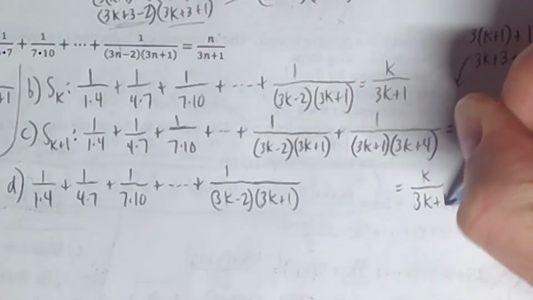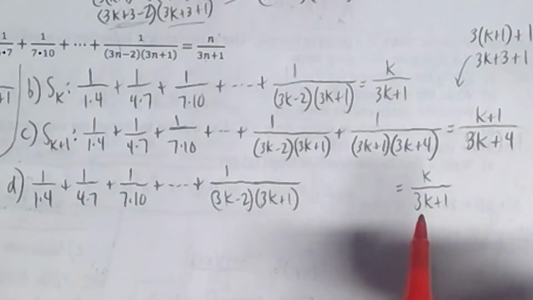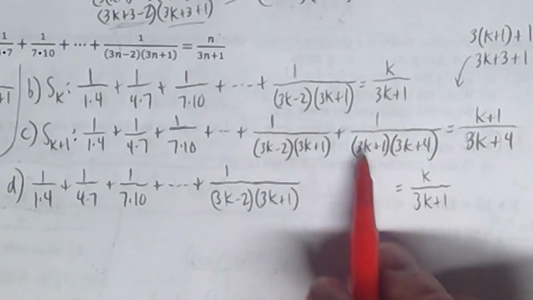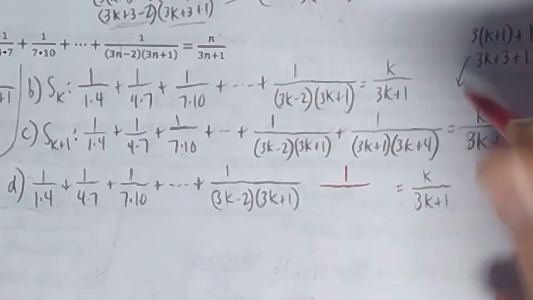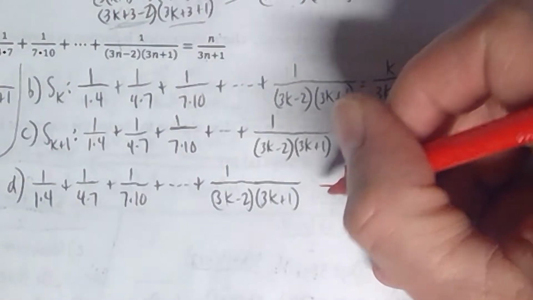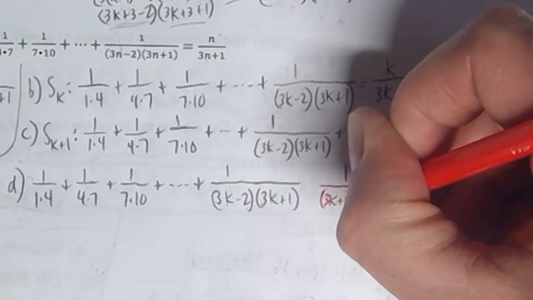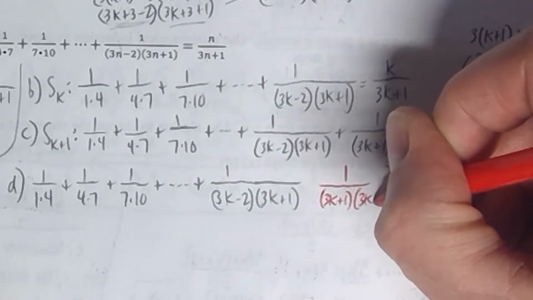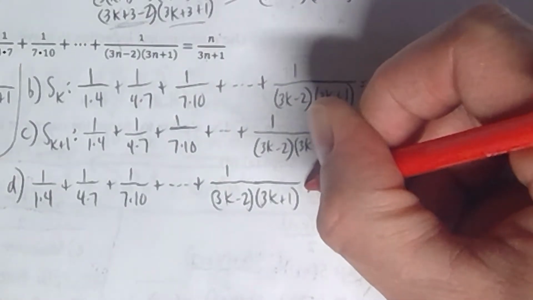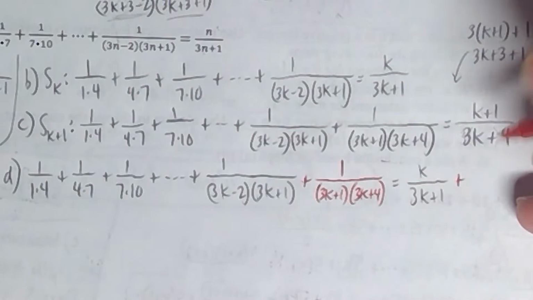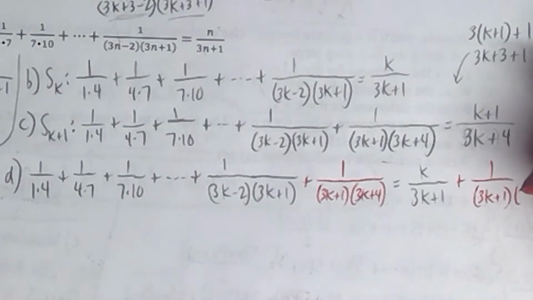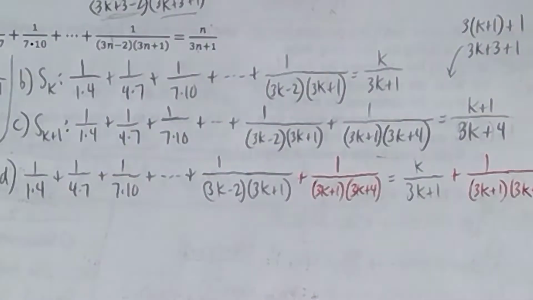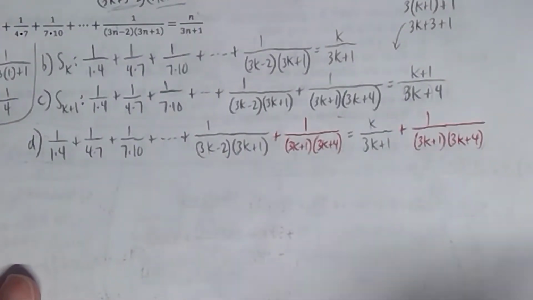And then what is that thing that we always add to both sides? It is always that last thing that is on the left-hand side of the part C statement. In this case, it is this thing right here, 1 over 3k plus 1 times 3k plus 4. But you got to add that to the other side too. Okay, like this. There we go. Like that. Let me zoom out. There we go.